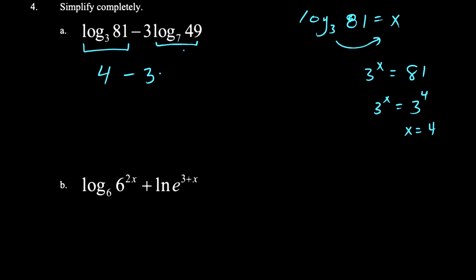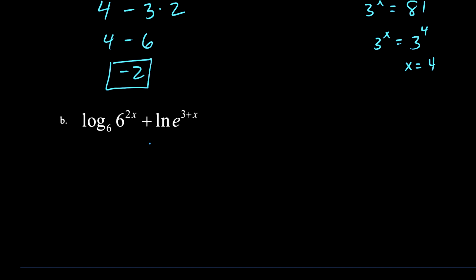Let's see if we can do this one without rewriting. Log base 7 of 49 answers the question, 7 to what power is 49? Oh, well, 7 squared is 49, so the answer here must be 2, because again, it's the exponent that it's answering. So here we have 4 minus 6. Our final answer here is simply -2.